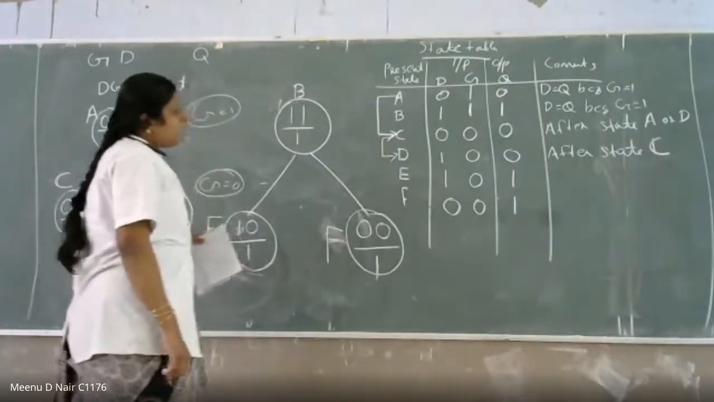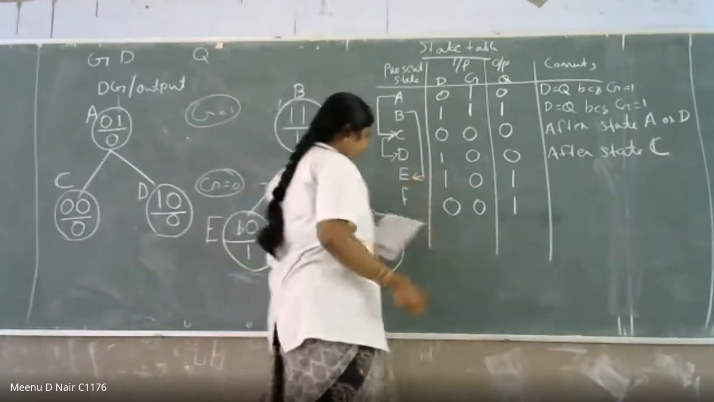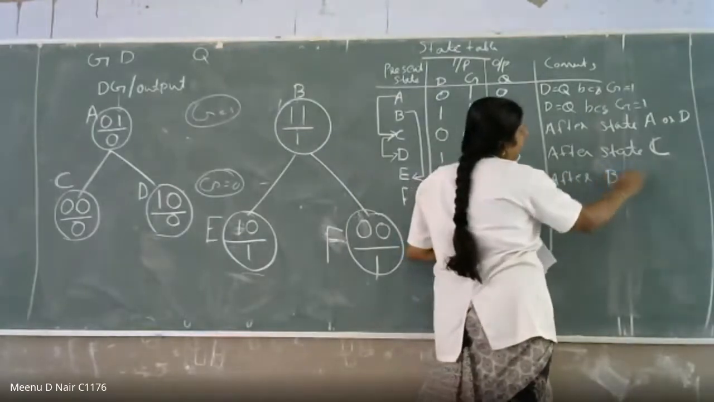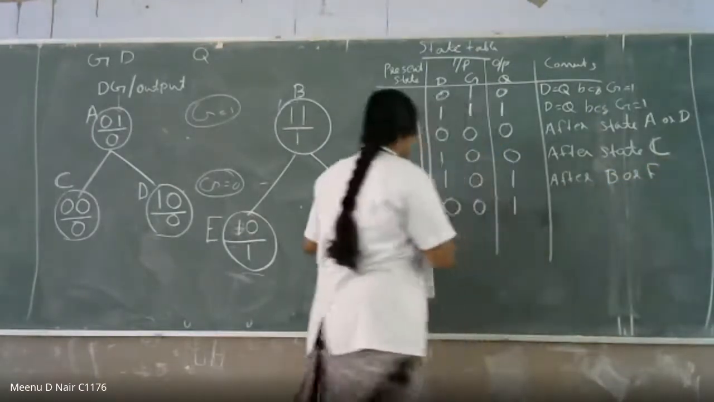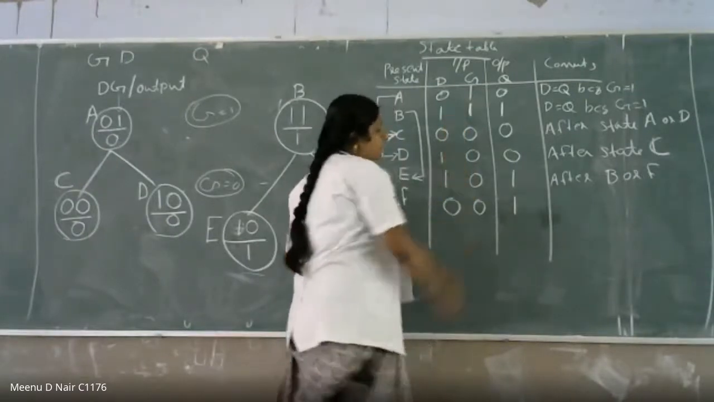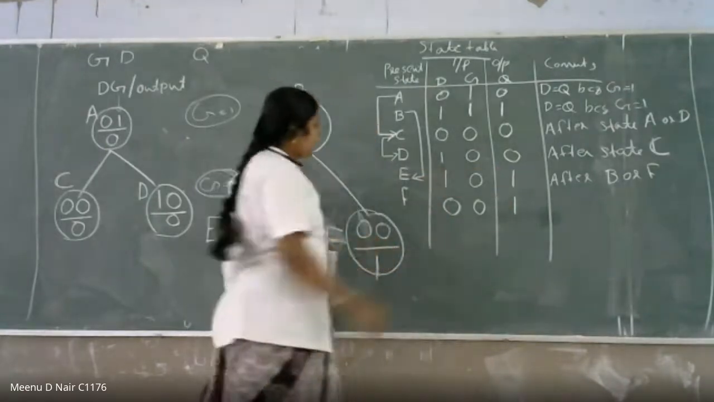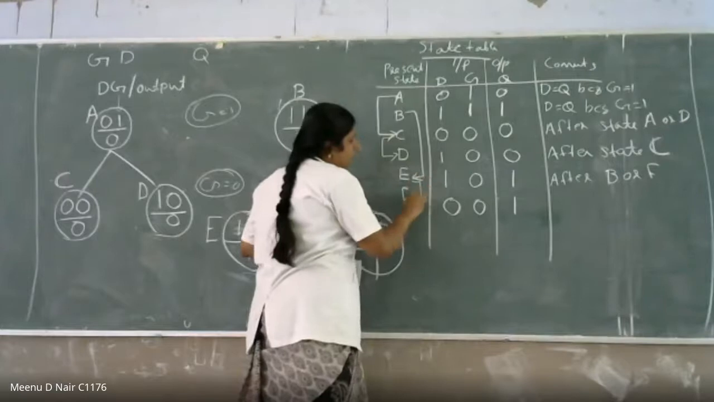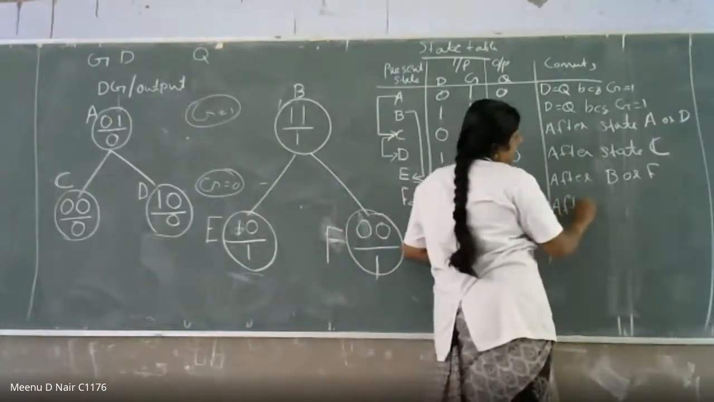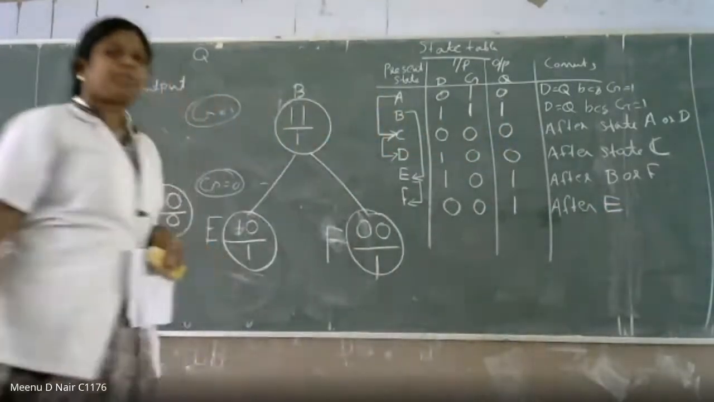Then what about the case for E? E comes after B or F, because 0, 0 to 1, 0 is possible, and 1, 1 to 1, 0 is possible. So the E state will come after B or F. What about F? F comes only after E. This is the state table.